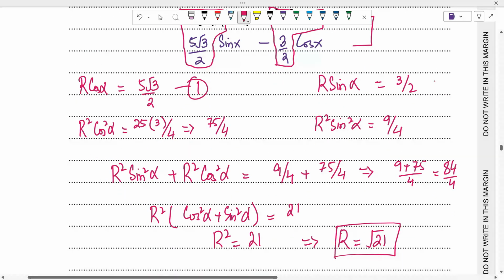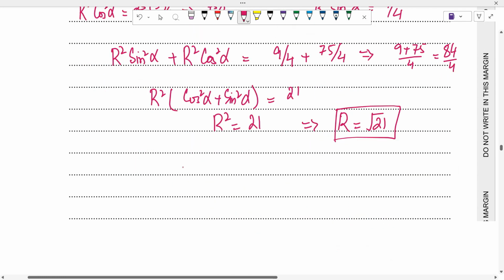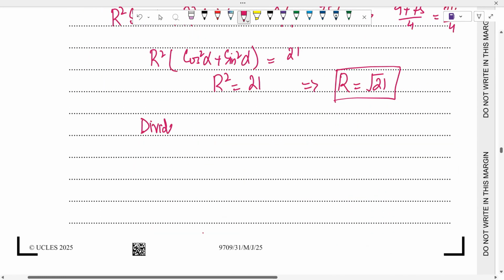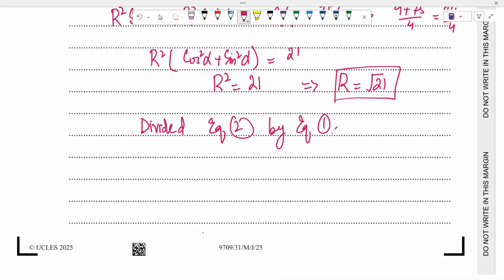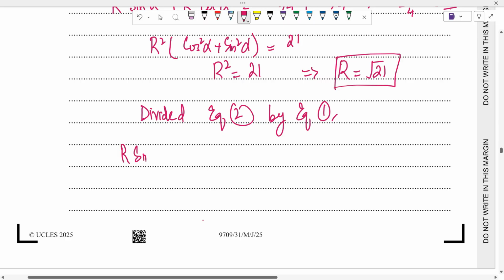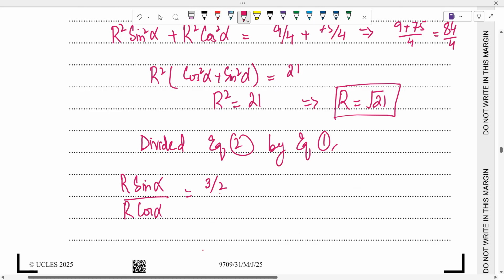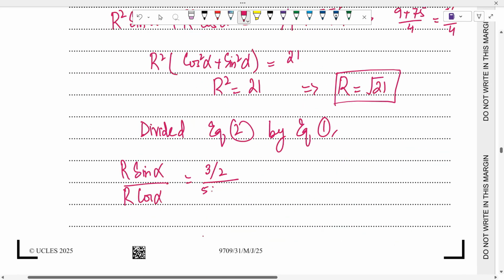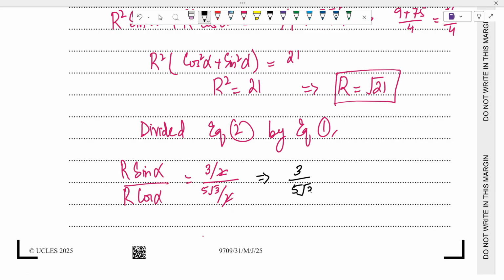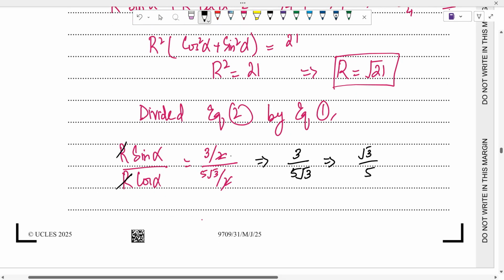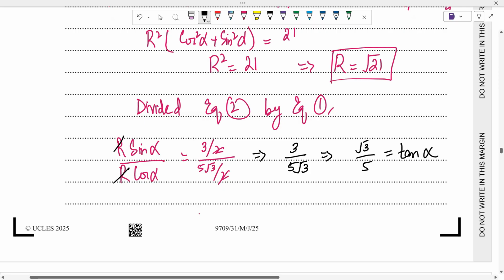If we call it equation 1 and equation 2, we divide equation 2 by equation 1. We have r sine of alpha over r cos of alpha equals 3 over 2 over 5 root 3 over 2. The 2s cancel out, and this equals 3 over 5 root 3, which equals root 3 over 5. And in this case, r cancels out, and this equals tangent of alpha.